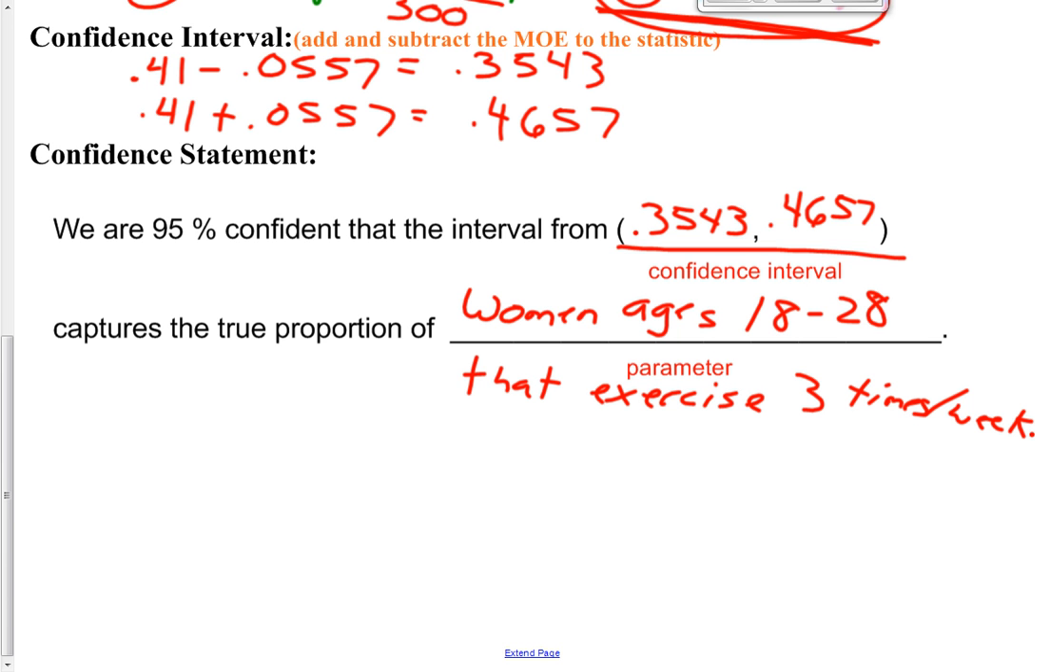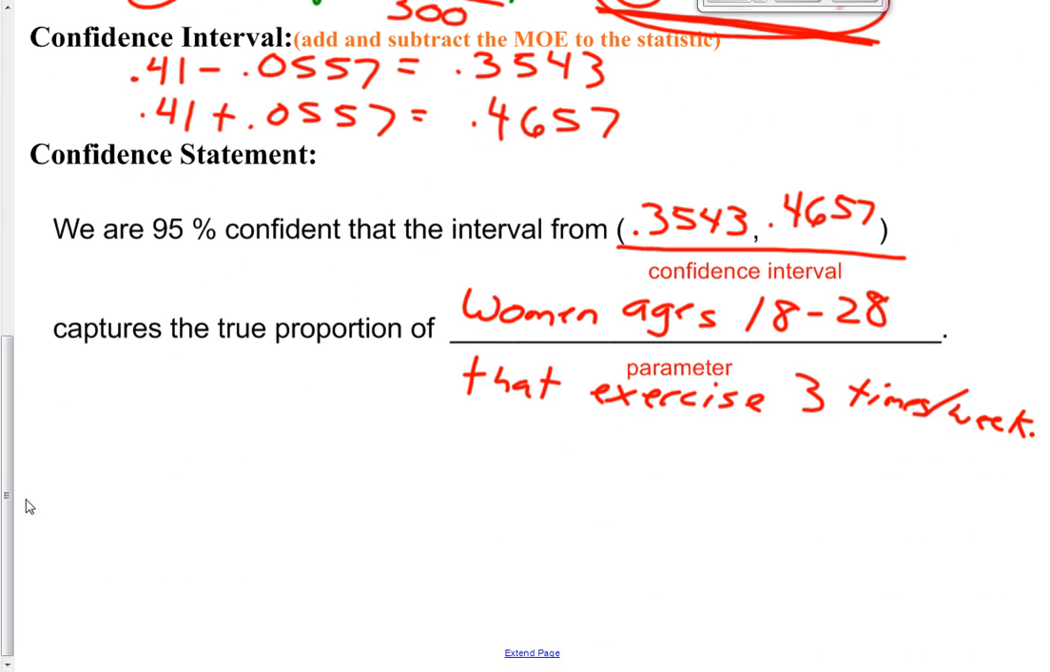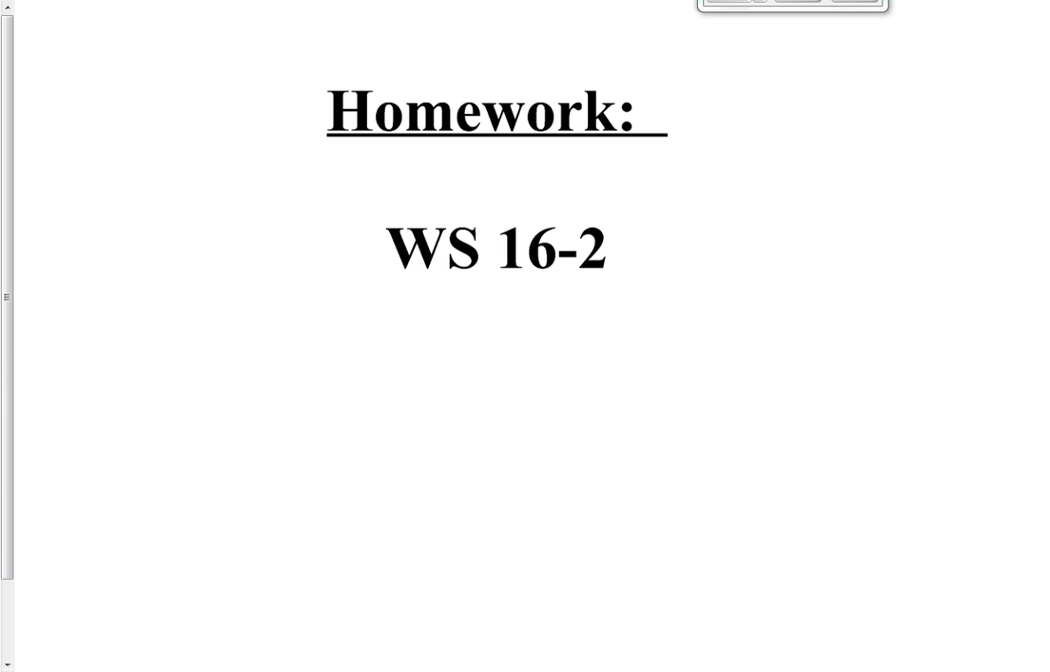Let me know if you have any questions on that. That's a big part of your next test, is to go through this whole entire slide. Okay, so you'll get some practice on that in your worksheet. You'll get some practice on your review, of course, as well. All right, there's your worksheet. Let me know if you have any questions on that when I see you tomorrow.